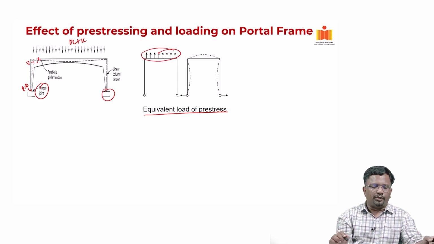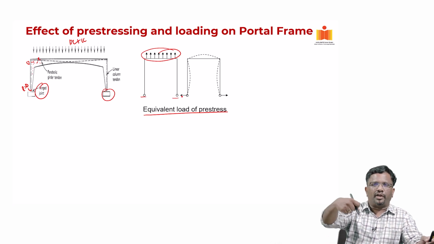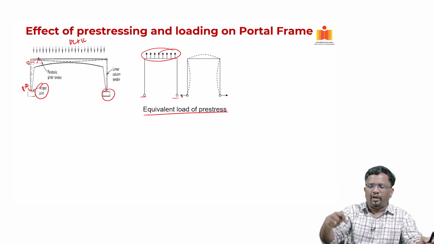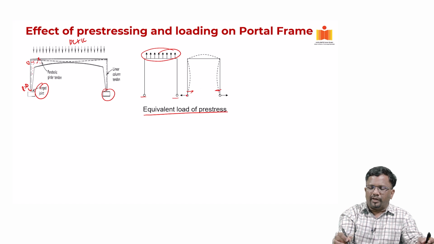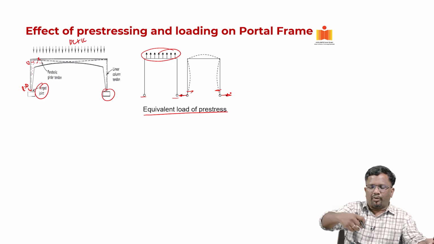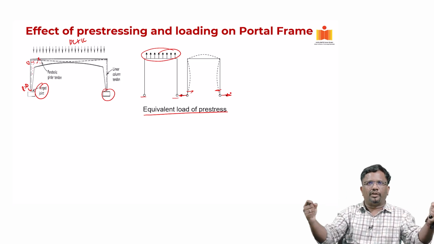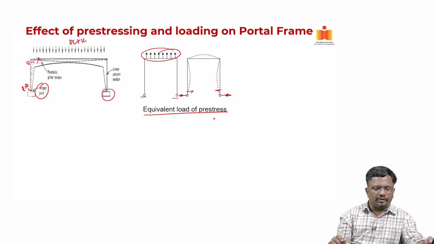Now, when it is a distributed upward load like this and you have a hinge support, what will happen? The beam will try to bend upward. In that process, it will try to go in like this, but the reaction will pull it up like this, because the beam wants to go up. So, the support will try to go inside, but the support will not let it go inside. So, it will develop a reaction in the opposite direction. That is the equivalent load because of the pre-stress.